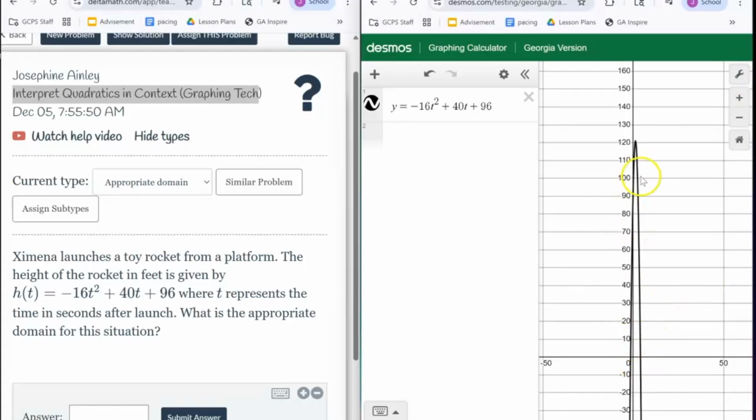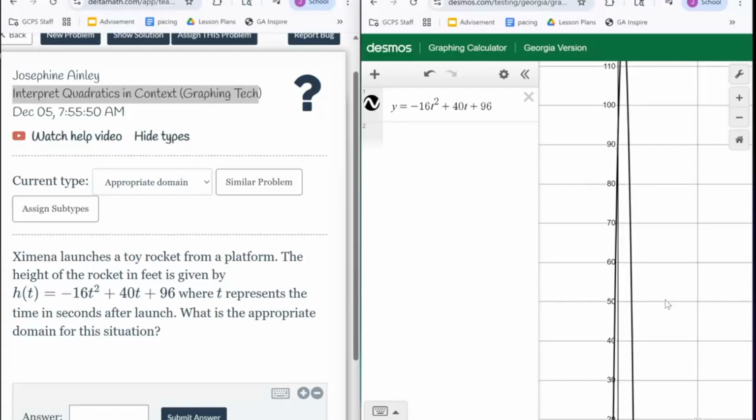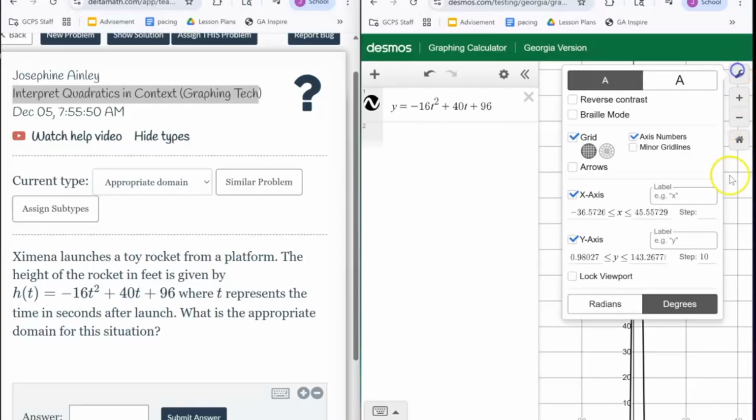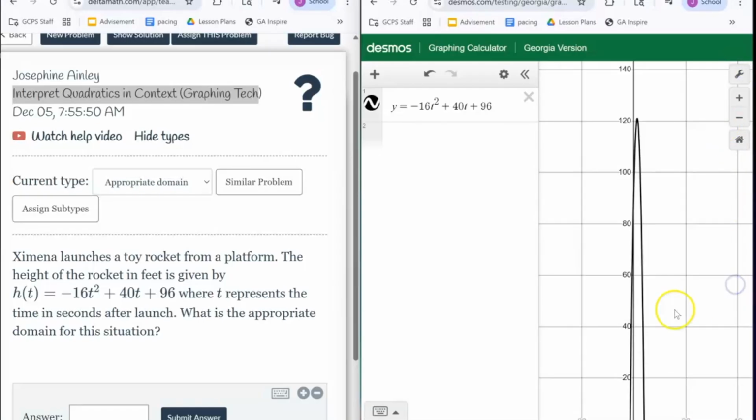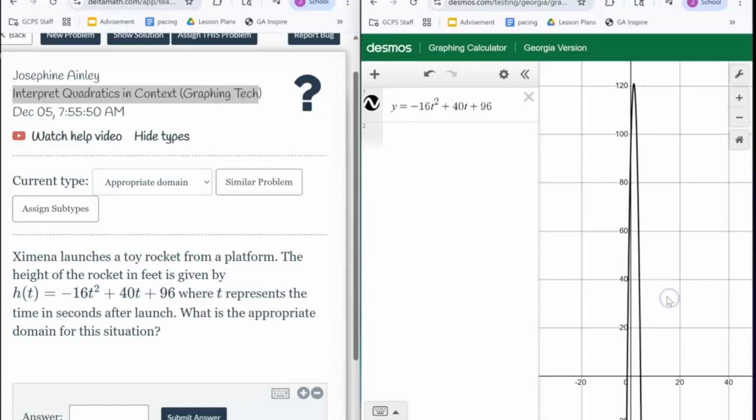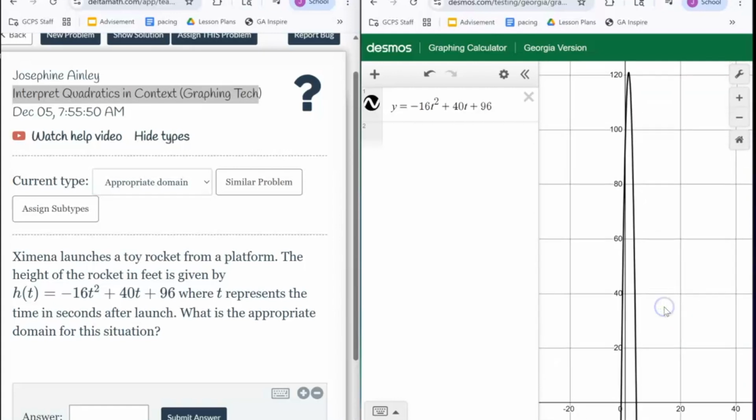So now I can see it clearer. Even if I zoom in, it doesn't change, right? I can make it go up by something else. So instead of 10, let's make it go up by 20. It zooms in even more. So now I can see the whole picture. So you can do it like this, or you can leave it zoomed out. Since I've already zoomed in like this, I'm going to leave it like this for now.